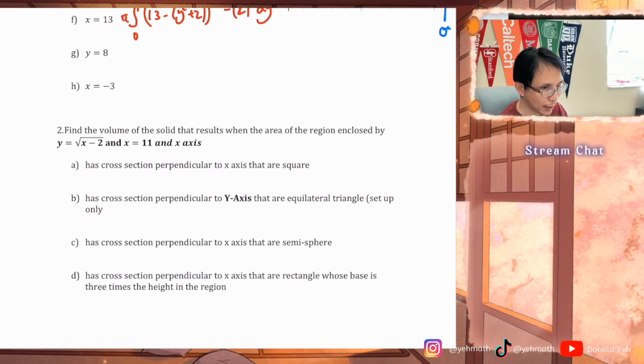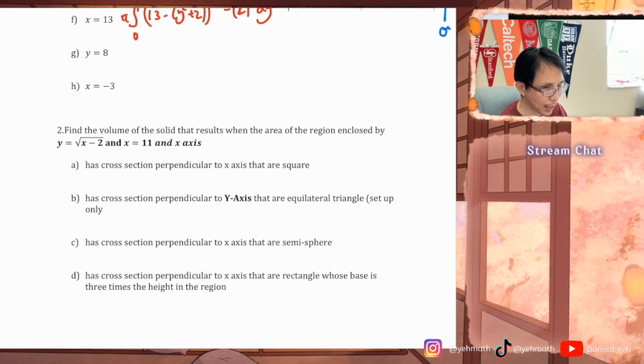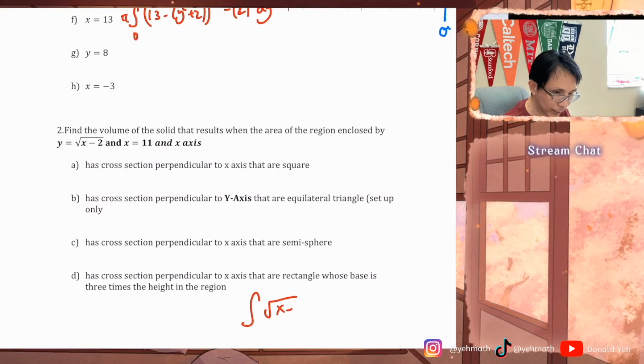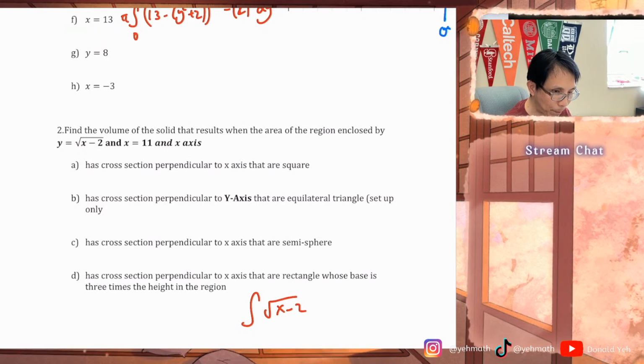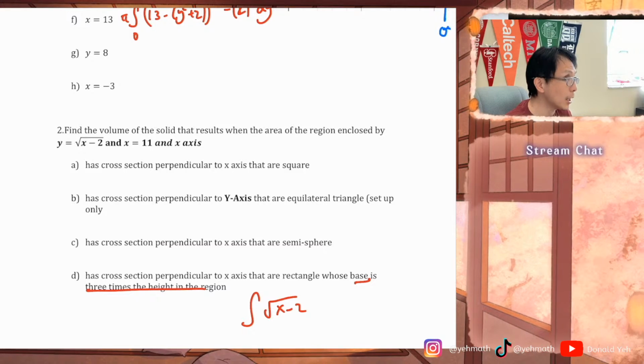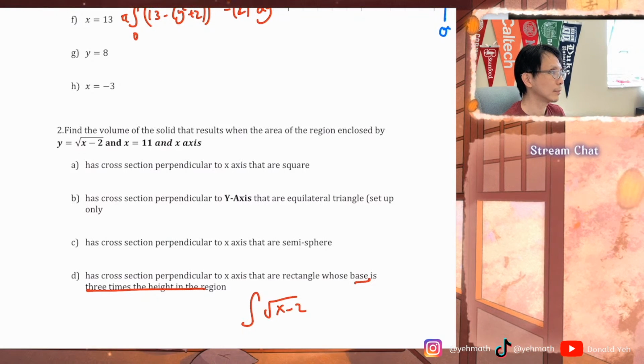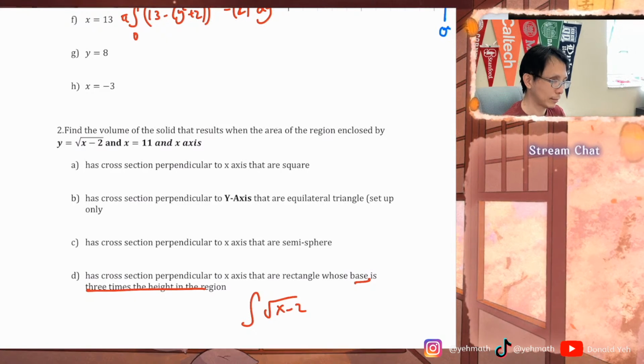It's rotating around the x-axis. It's perpendicular to the x-axis, so it's dx. So that's going to be square root of x minus 2, right? But the problem is the base is 3 times the height. Yeah, well, I don't think we learned how to do that. We learned semicircle, triangle, and square.